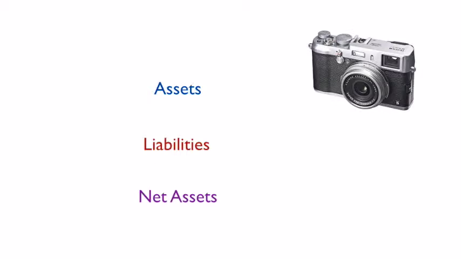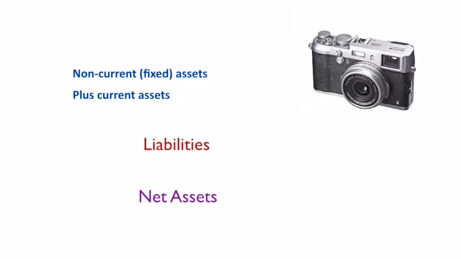The net assets of the business is accounted for as a liability, as it is an amount owed by the company back to the shareholders. But we don't refer to it as a liability, as the company does not have to repay this amount unless it ceases trading. The assets of the business can be divided between non-current, also known as fixed assets, and current assets.